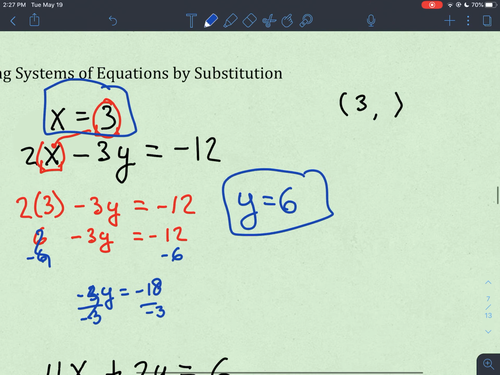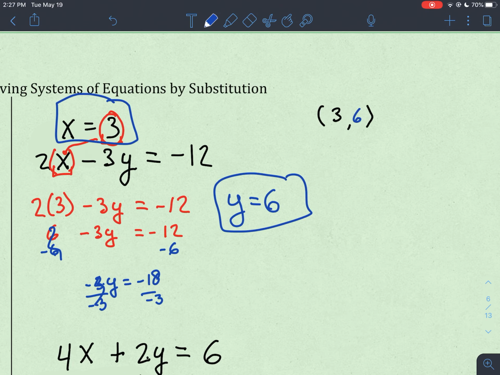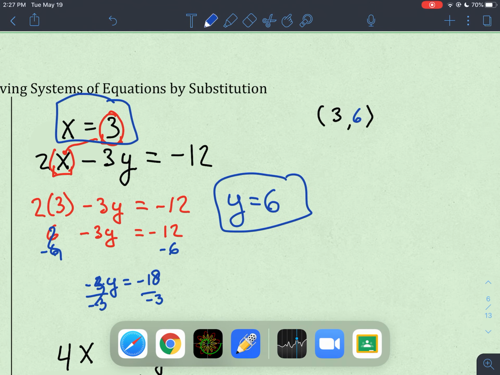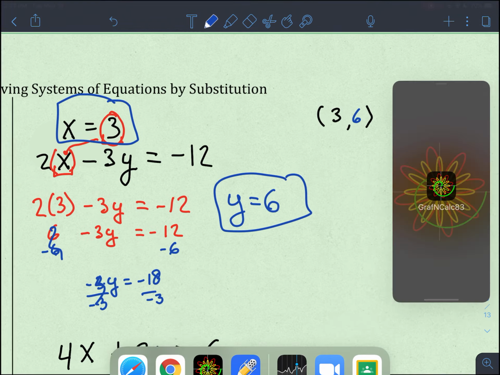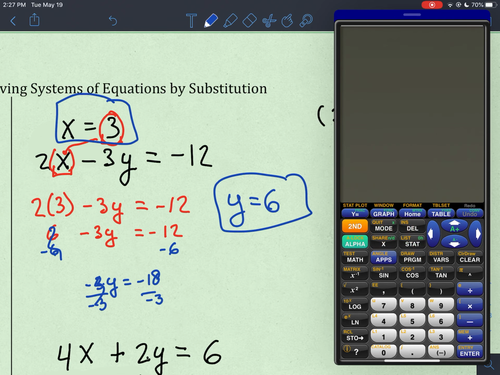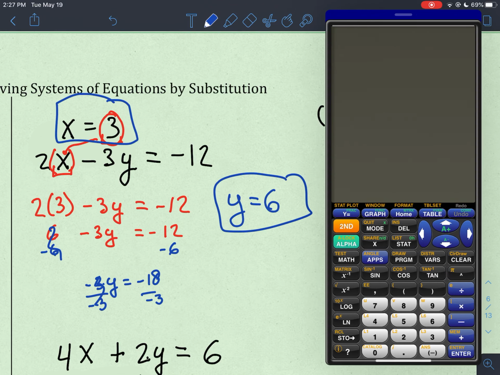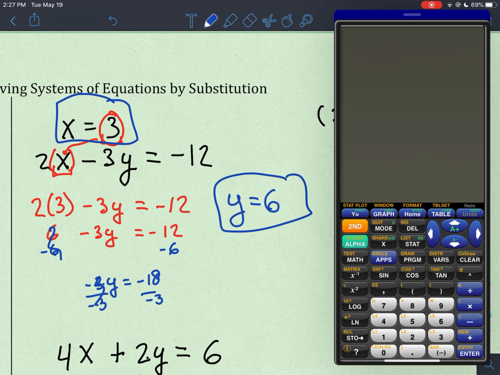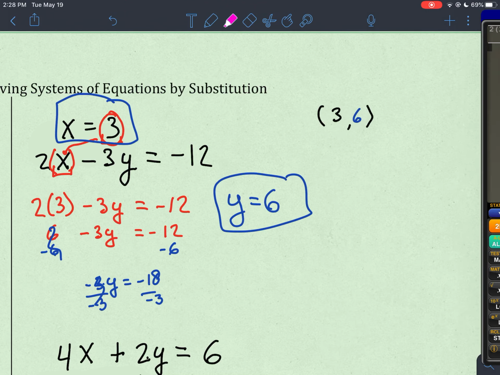What you can do is check your answers to make sure that this comes out right by using those numbers. Let's go ahead and pull up our calculator. So I know that I've got a 3 in place of x and a 6 for y. So I can say 2 times 3 minus 3 times 6. And when I hit enter here, it should come up as negative 12, which it does. So this checks out.